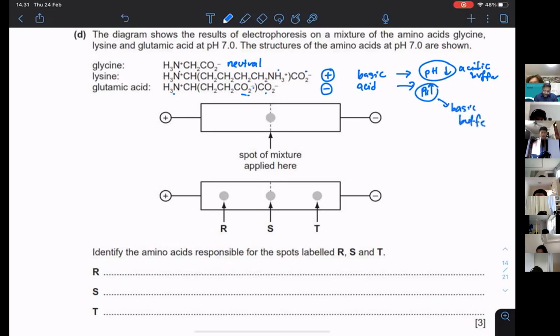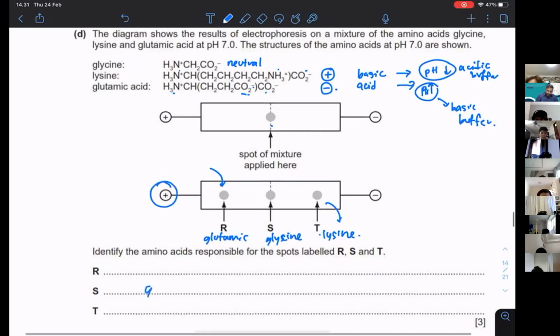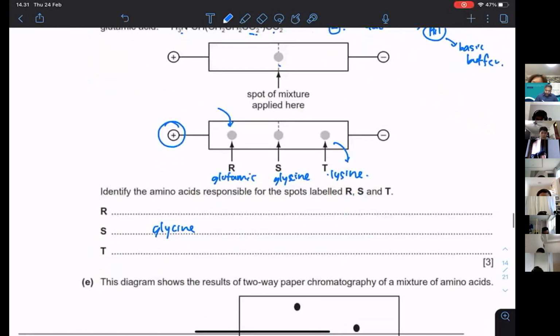You will understand this more if you follow my first question and second question. Once you have this, when you put the spot, the one that goes to the positive terminal must be negatively charged. So that is glutamic acid. The one that goes to the negative terminal must be positively charged, so this is lysine. The one that is neutral will stay in the middle, so that is glycine. So that is going to be the answer: glycine, then lysine, and then glutamic acid.